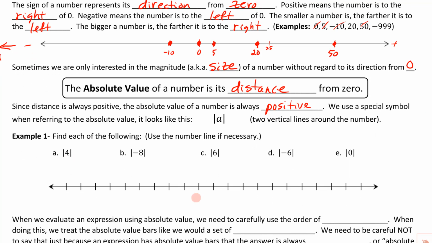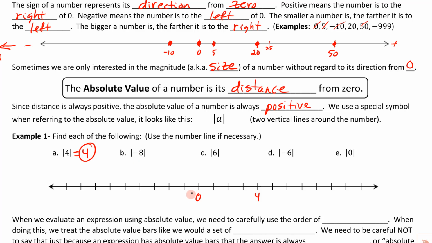So here's what we're going to do. We're going to put 0 on here. 1, 2, 3, 4. 4 is right here. The question here is, how far is 4 from 0? Well, we can count the spaces. It's 1, 2, 3, 4 spaces. Again, we count the spaces. We don't count the little lines there. Okay, so the answer to this is 4. That's the answer on that one.